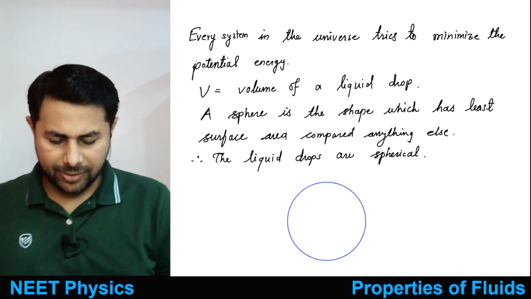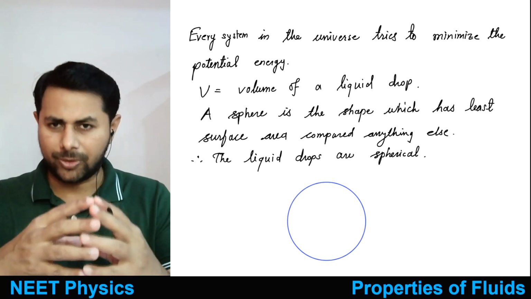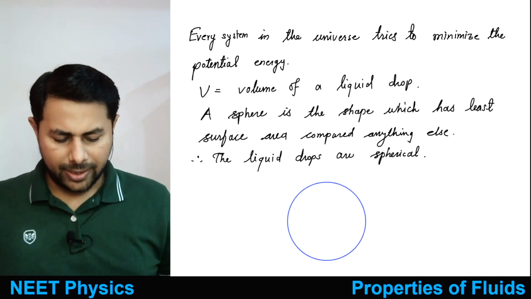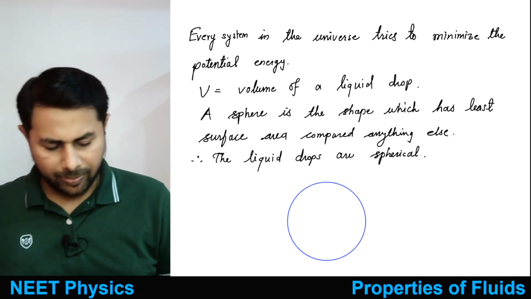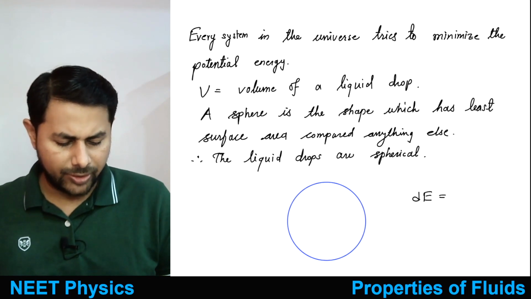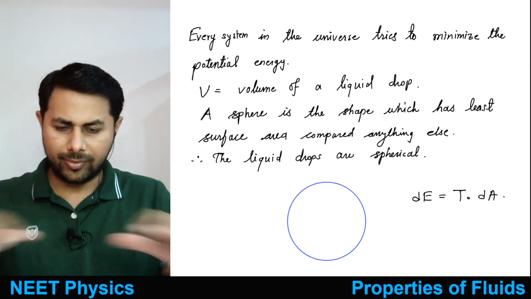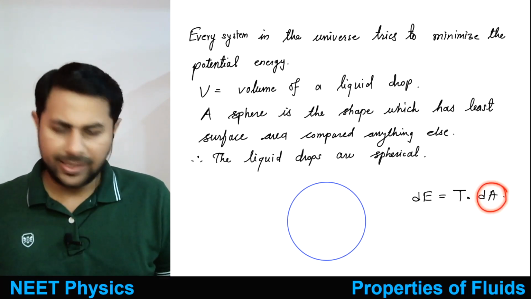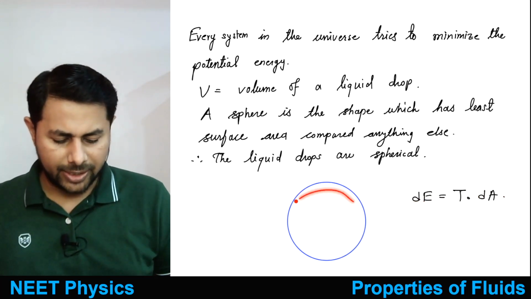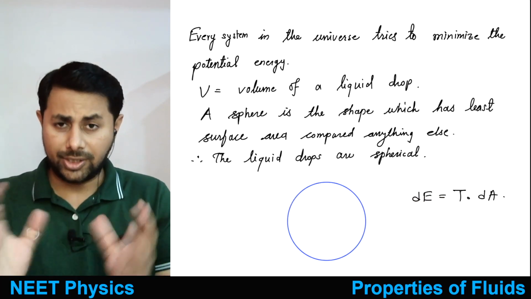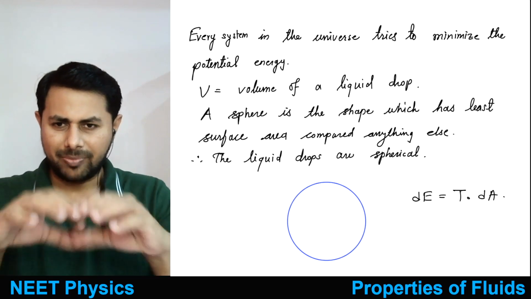Now the reason behind why liquid drops are spherical is that every system wants to decrease the potential energy, everything wants to minimize the potential energy, right? And the sphere is a shape where the surface area is minimum, and therefore surface energy, we know that surface energy is equal to T times dA, that means surface tension multiplied by the surface area. If surface area is minimum, then surface energy would be minimum, and that's why the drops are spherical. So a sphere is such a shape where you can have minimum surface area but maximum volume.